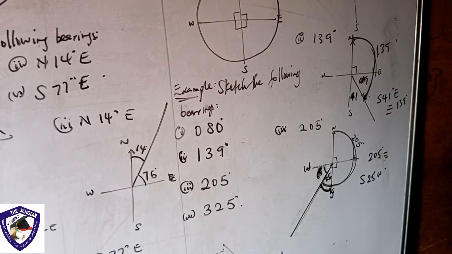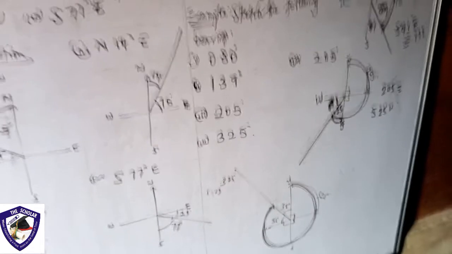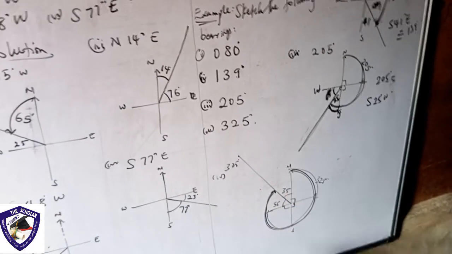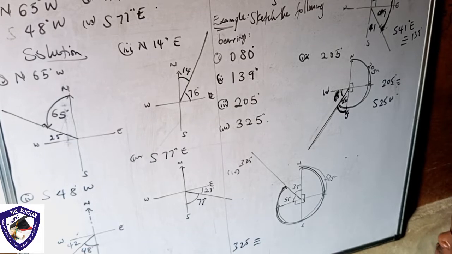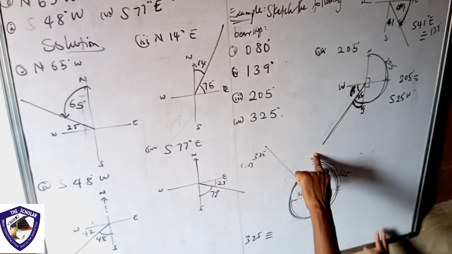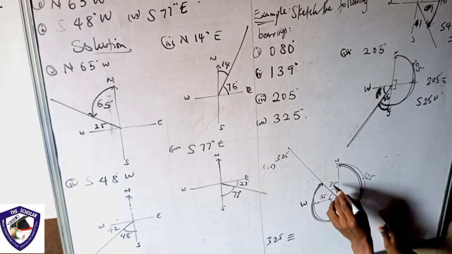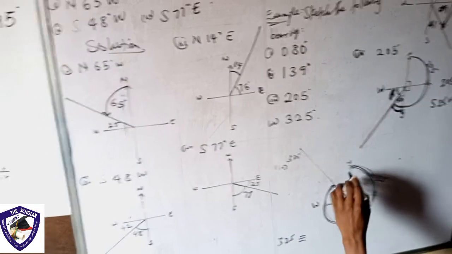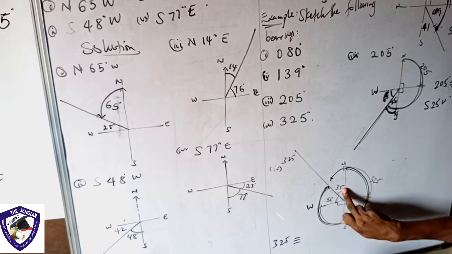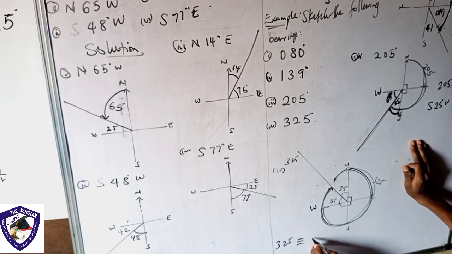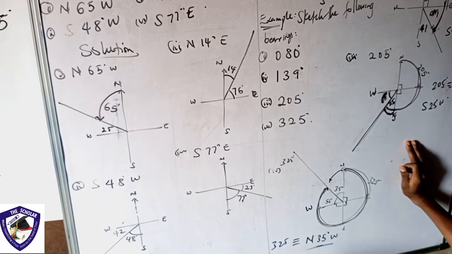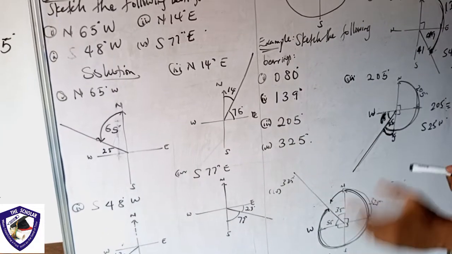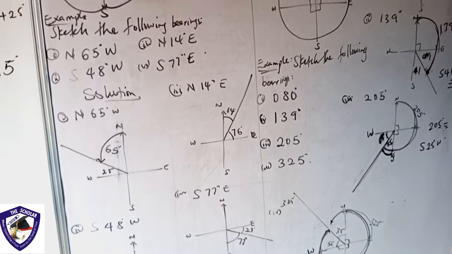Then the last one, this 325, converting also. This is my 325 up to this point, and the remaining portion is 35. So my 325 in 2 digit bearing is going to be north to west. And what angle here? Since you are moving this way, it's going to be this 35 north. So this is going to be north 35 degrees west.